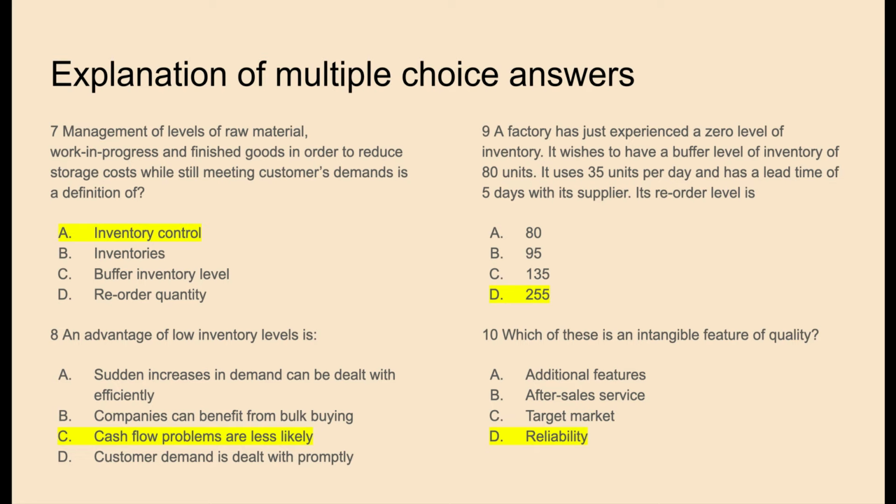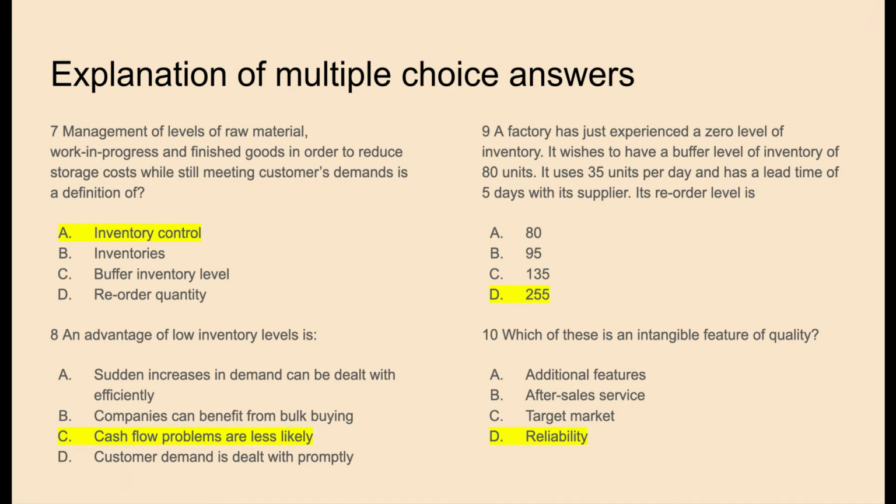Let's have a look at question number 8 then. An advantage of low inventory levels is what? Well, clearly, if we've got low levels of stock, low levels of inventory, that's going to mean that we've got less money tied up in stock. And so that should lead you to the answer, really. So effectively, for question 8, it should be C, where you're talking about cash flow problems being less likely.